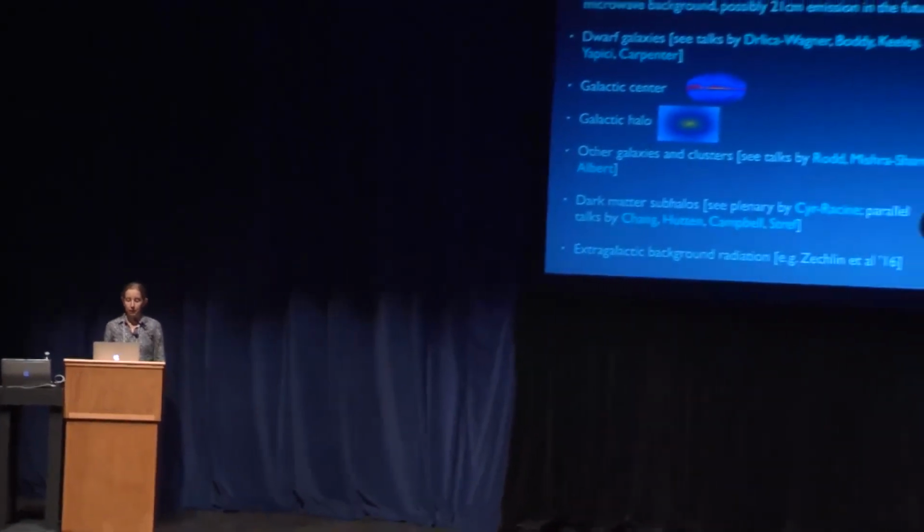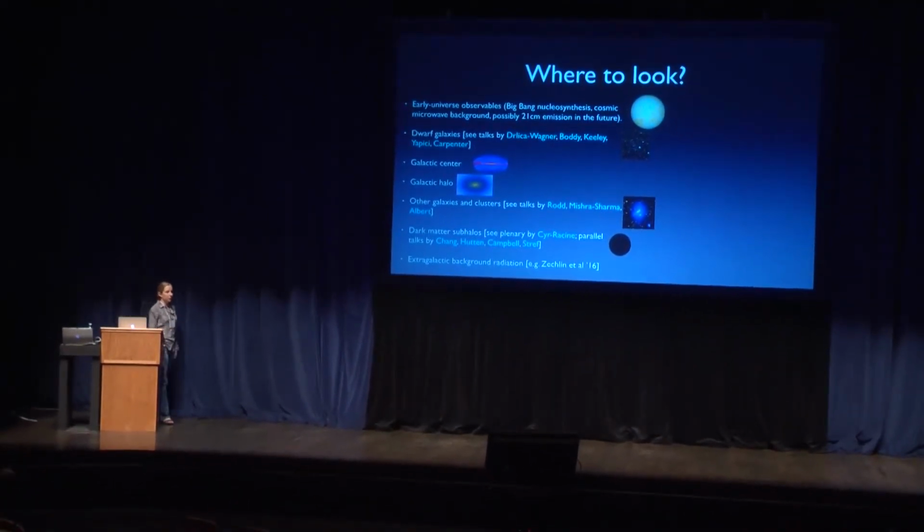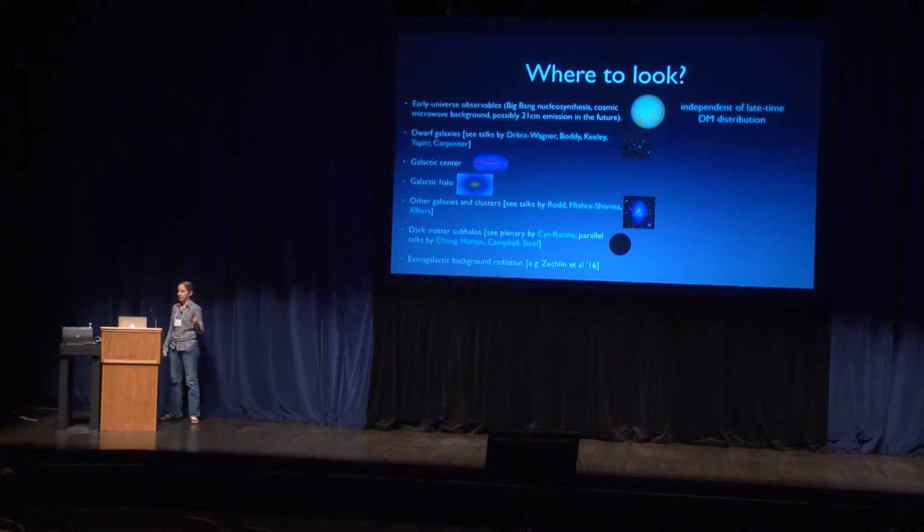All right, so where should we look for these signals of annihilation and decay, these long-lived standard model particles? There's a wide range of possibilities. This is probably not a complete list, but these are some standard options. You can look at how much you would change the early universe if you have a steady flow of energy of standard model particles appearing apparently from nowhere in the early universe. That can modify nucleosynthesis, it can modify the cosmic microwave background. In the future, we might get probes from 21 centimeter emission. An advantage of this is that it's independent of the late-time dark matter distribution. A disadvantage of this is that it's independent of the late-time dark matter distribution. So you can't win by looking at regions where the dark matter density is particularly high. You get the constraint that you get.